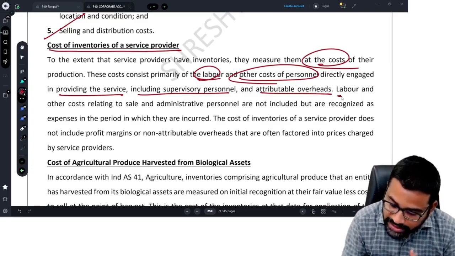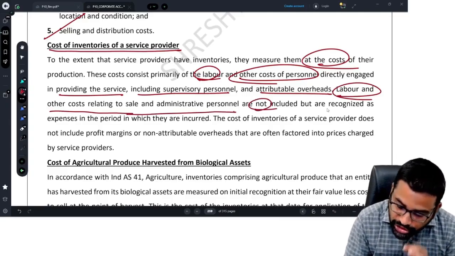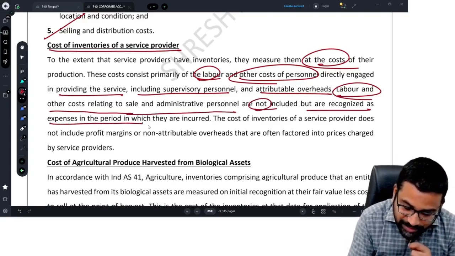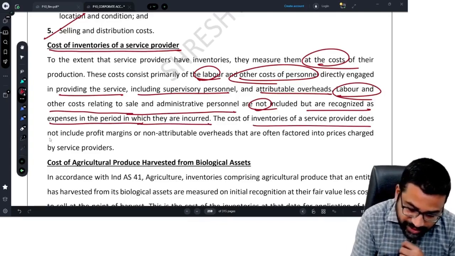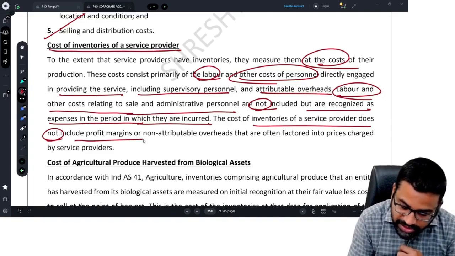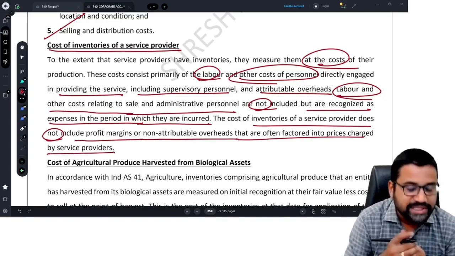See here, attributable overheads, labor and other costs relating to sale and administrative persons are not included, but are recognized as expense in the period in which they are incurred. Okay, the cost of inventories of a service provider does not include profit margins or non-attributable overheads that are often factored into prices charged by service providers.